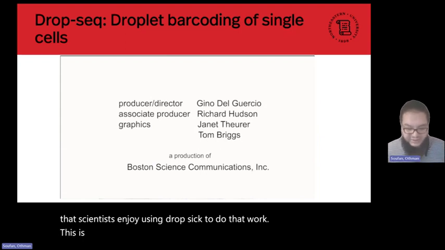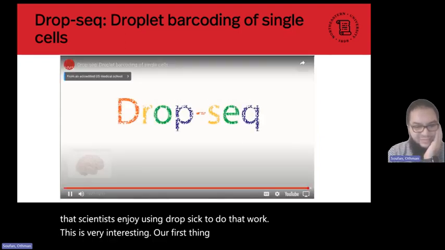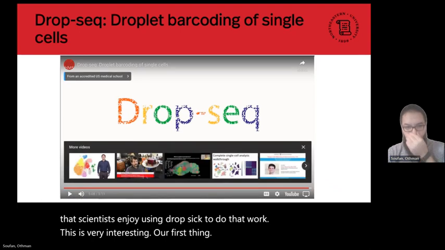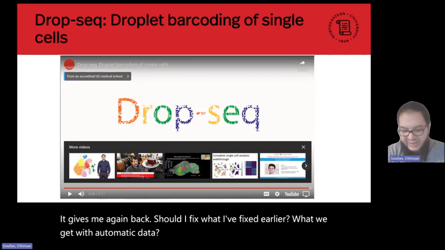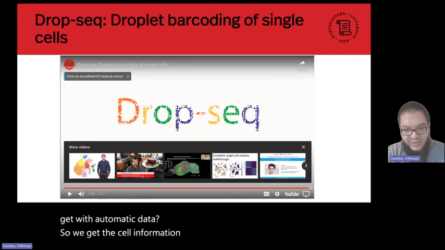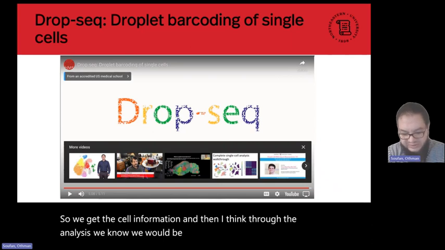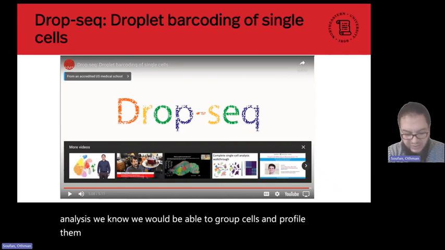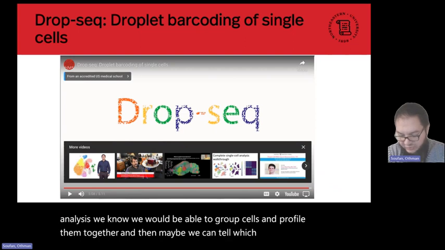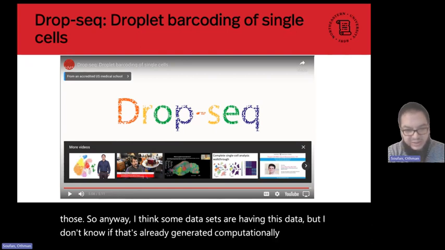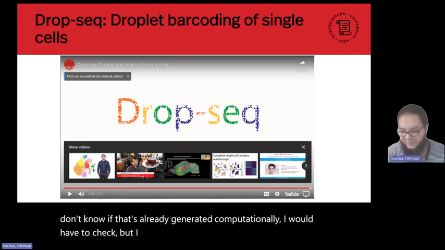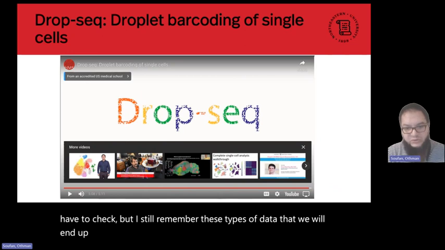This is very interesting. First thing, it gives me again back what we get with RNA-seq data. So we get the cell information, and then through the analysis we would be able to group cells and profile them together, and then maybe we can tell which types of cells those are. I think some data sets have this data, but I don't know if that's already generated computationally. I would have to check. But I still remember these types of data that we always end up with in RNA-seq data.